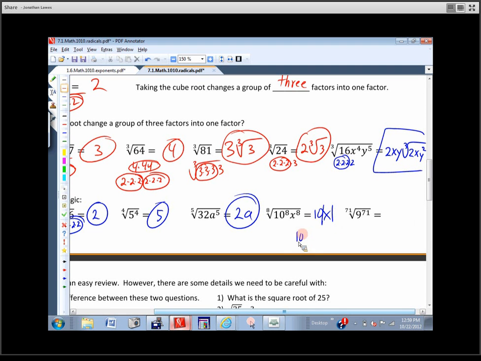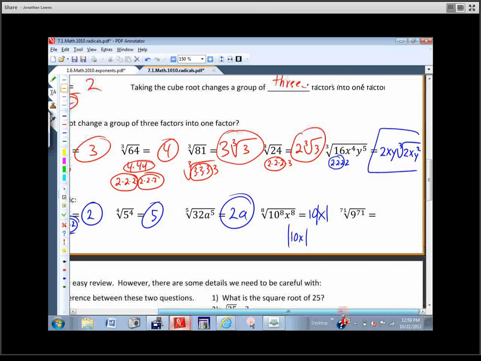What if you did this? Put the whole thing in absolute value. Would that work? Yep. It would work. It's a little bit overkill. The 10's already positive. It doesn't need the absolute value to make it positive, so we'd be okay there. And then the last one, it would be 9, because we're looking for groups of 71, and believe it or not, there are 71 9's there. Yeah. What do you mean? No, this is a 71st root.